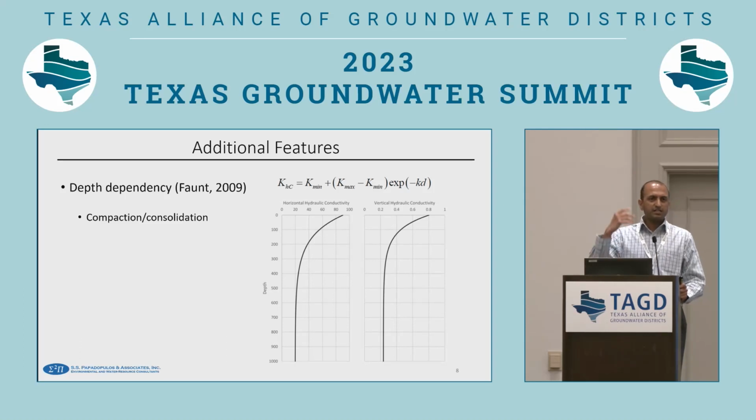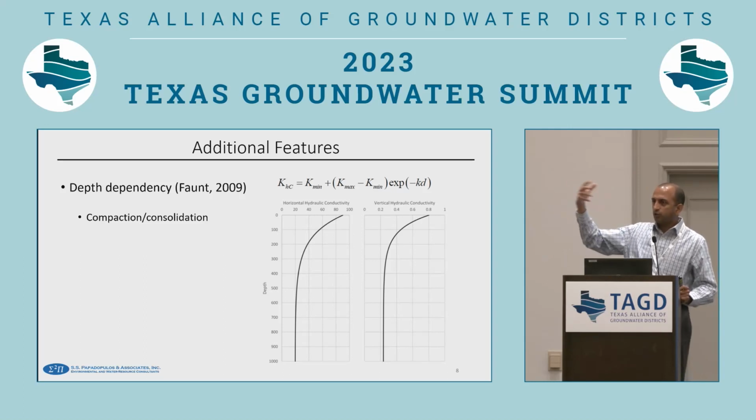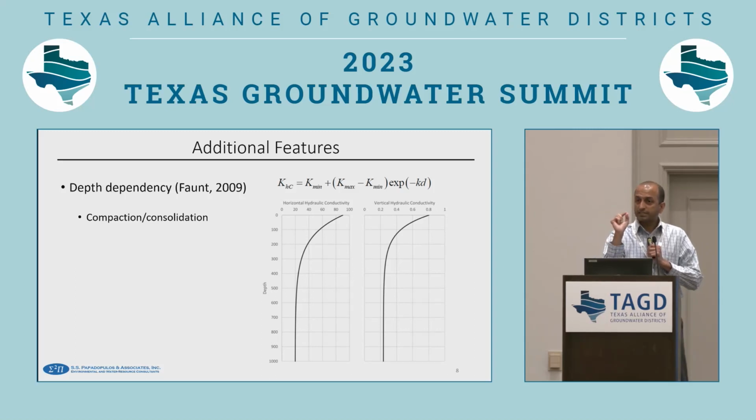All right, there are some additional features this tool provides. For example, if you have depth dependency of conductivity, typically shallow formations will have higher conductivity for the same sand material, and as you go deeper in the formation, there's consolidation, cementation, compaction, and typically for the same grain material, coarse grain, your conductivity will decrease. And so this tool provides that flexibility to accommodate the depth dependency of those parameters.